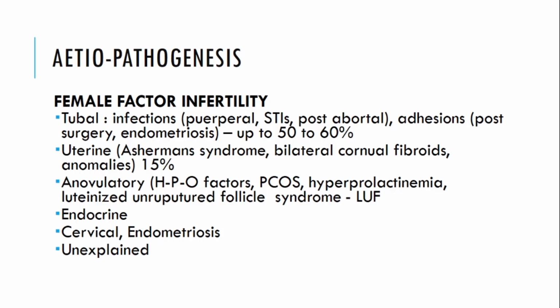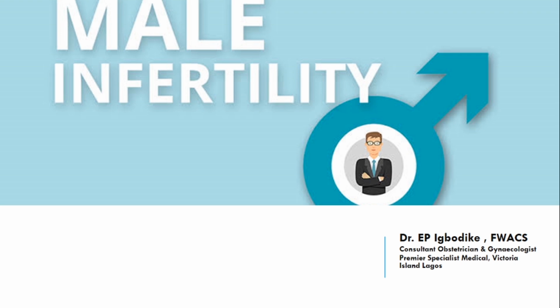There are other unexplained factors, especially when one has tried to rule out the fundamental cause of female factor infertility and the woman is still not getting pregnant. Such a woman can actually be classified under unexplained infertility.